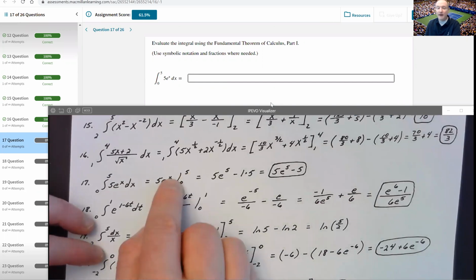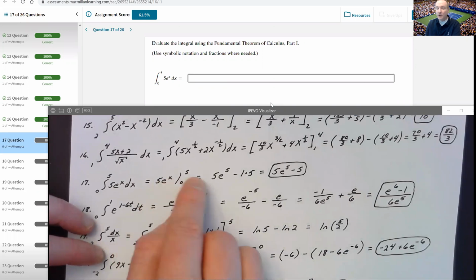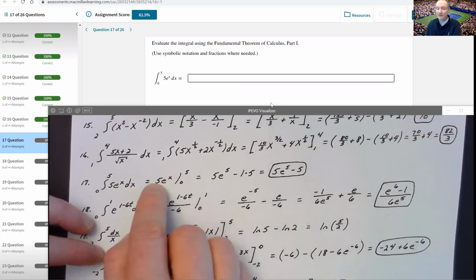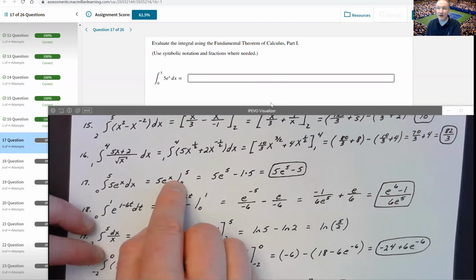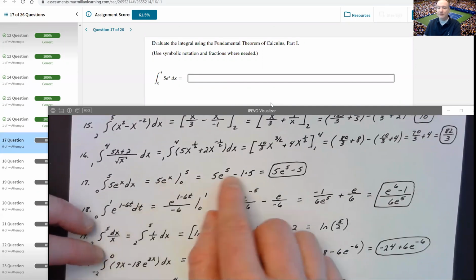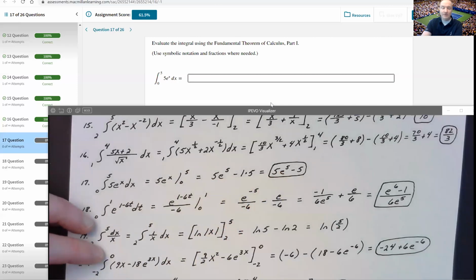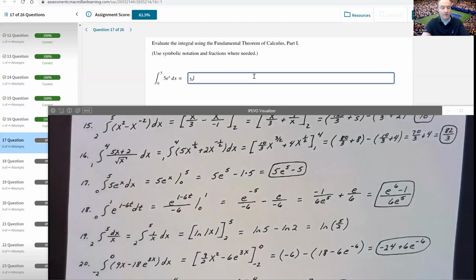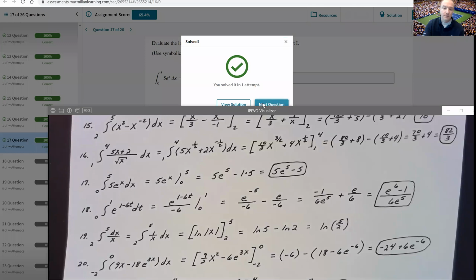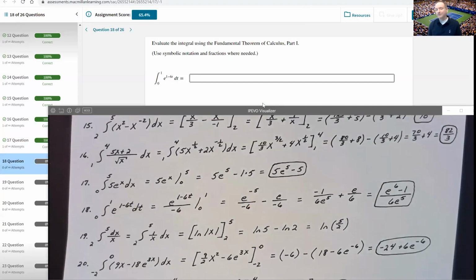When I plug in the 5, I'll get 5e to the 5th. But now when I plug in that 0, I'll get 5e to the 0, which is 5 times 1. So you'll get 5e to the 5th minus 5 for our final answer. 5e raised to the x, not to the x, to the 5th. And then minus 5. Should be final answer. We check that, correct.